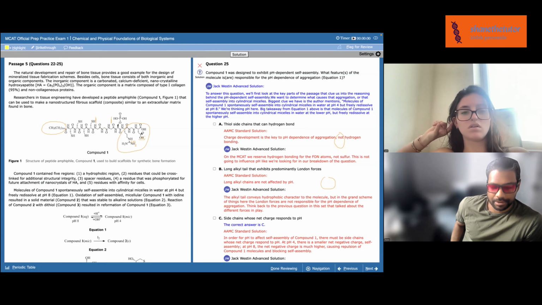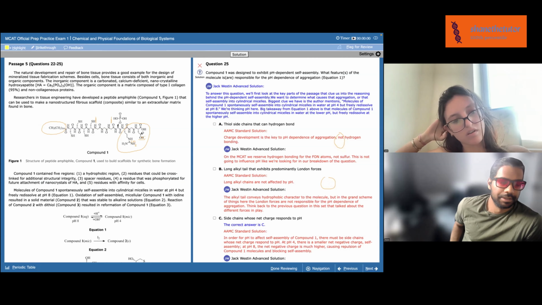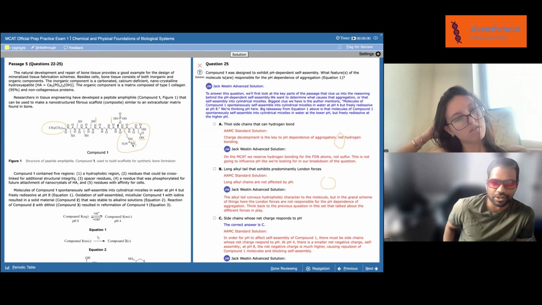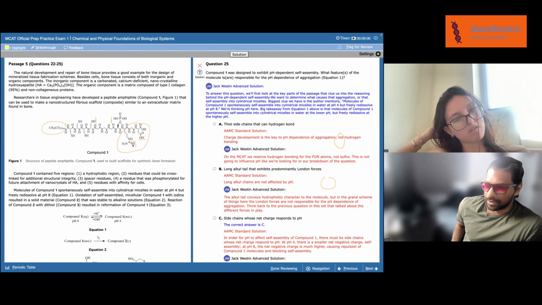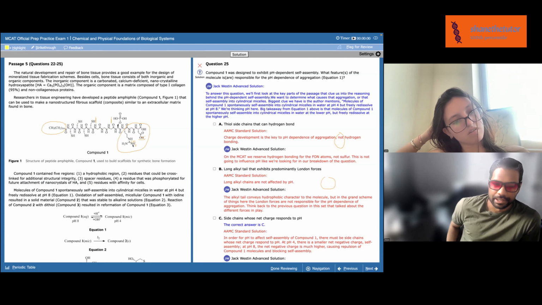And there's the other one too. That one, right? Because you have a basic arginine and you have an acidic, I think it's aspartic acid. And if you change the pH, you're going to change the charge of those amino acids, right? So your answer will be C.